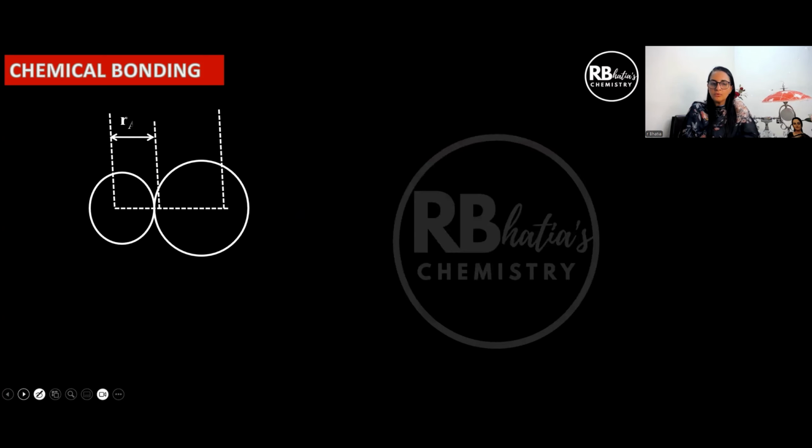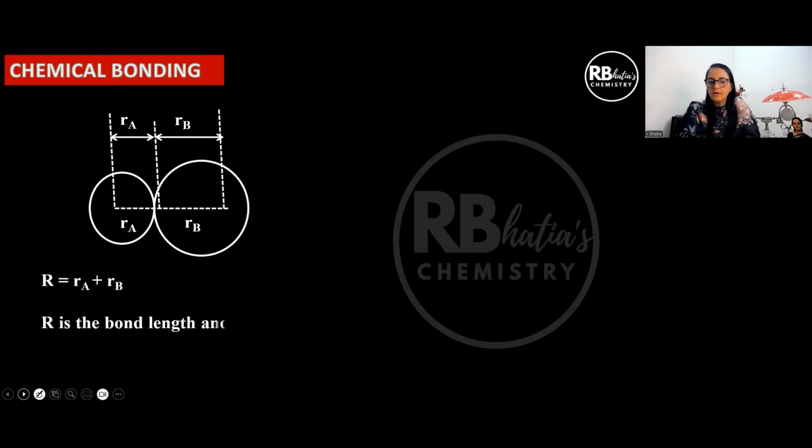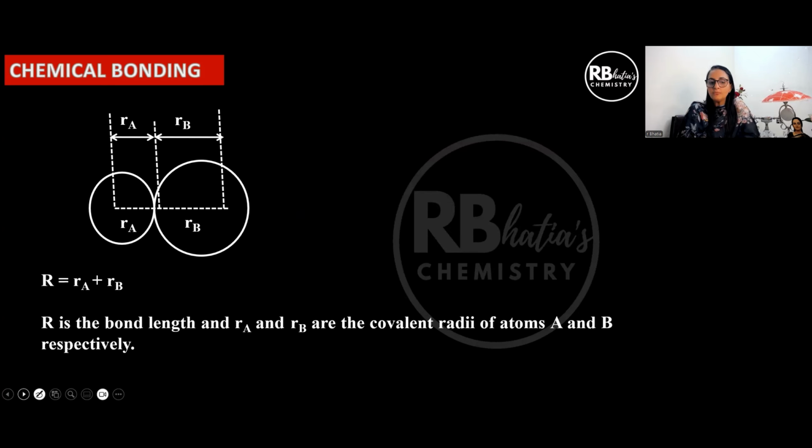So this is how you will diagrammatically show it. If you're asked this question or to write a note on bond length or express the definition, this is how we find out bond length. R is the bond length. What is it? It is basically the sum total of the covalent radii of the two combining atoms. It can be defined as the sum total of covalent radii of two combining atoms as well.